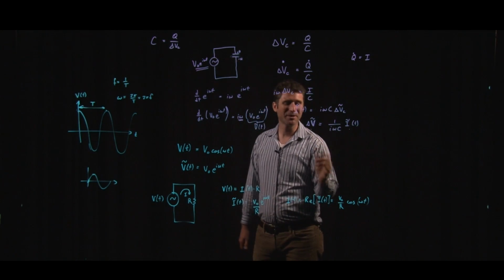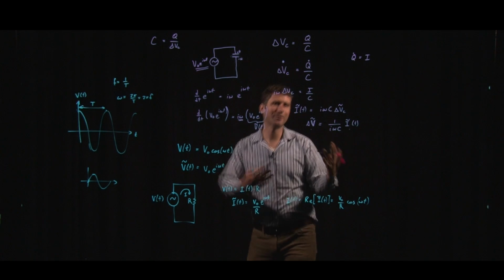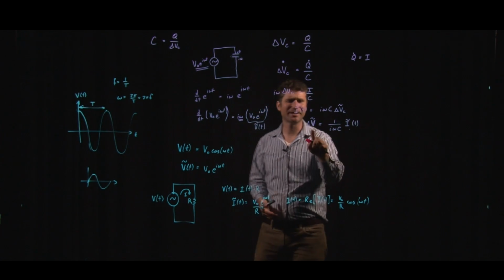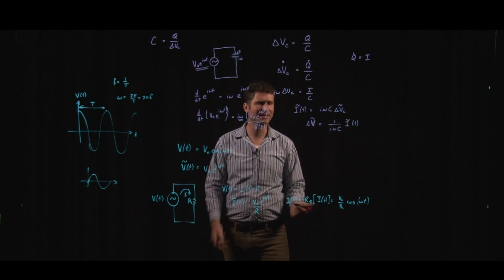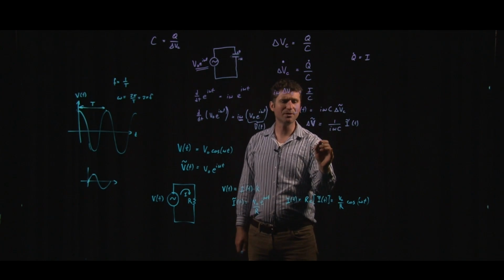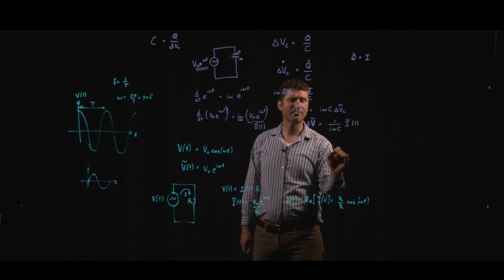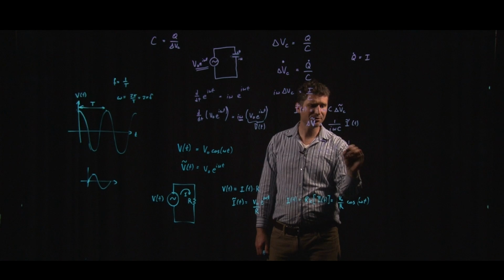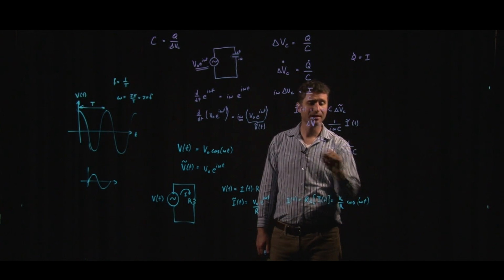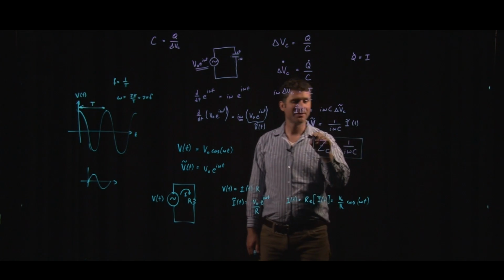So apparently, I could write R for a capacitor, but calling it R already sounds a little confusing because we've already used R for resistances. So we're going to introduce this new number called Z for the complex impedance, which is like an R. And that's going to be equal to 1 over i omega C for a capacitor. So this is very interesting.